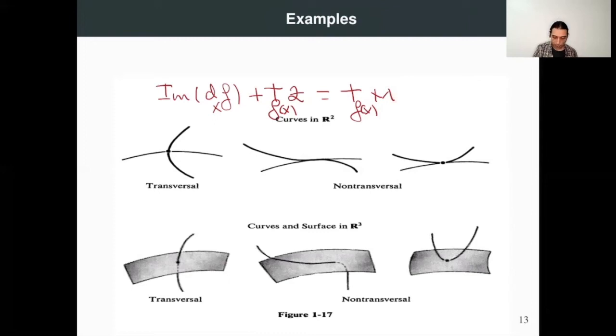In our first group of examples, we are going to consider curves in R2. That's going to be our ambient manifold.